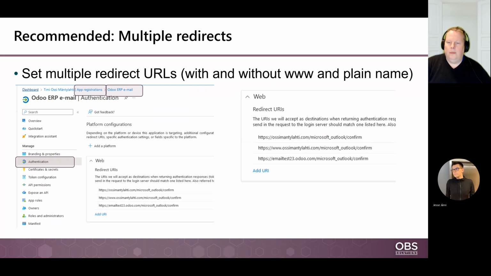I mentioned that in this case, we may actually want to enable the multiple redirects. So once more, while staying on the Azure admin portal, go to dashboard, application, and then app registrations, and select the application. And then at the left-hand side, there's an authentication screen. So there you can see already where we configured the email test23.odoo.com/Microsoft Outlook/confirm.